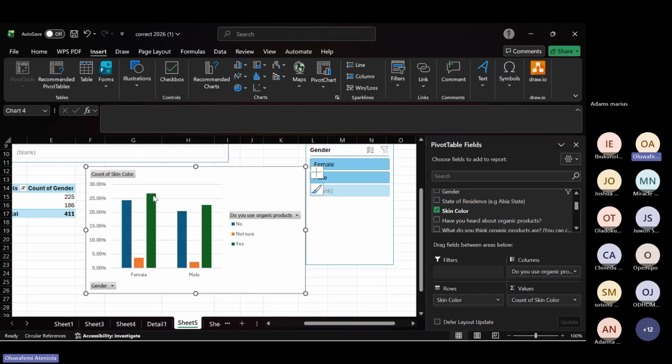Are we understanding this, please? Yes, sir. Because this is female and this is male. You can see this is a legend helping you understand how this particular thing works here.